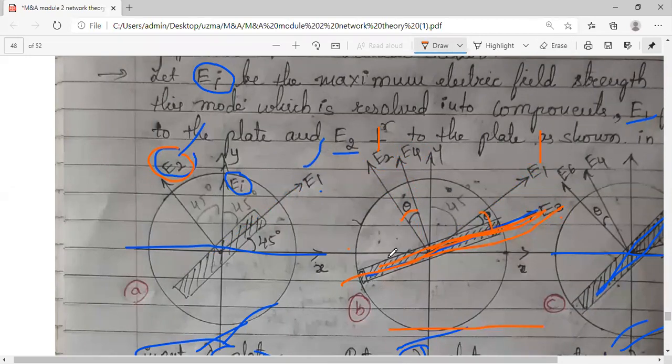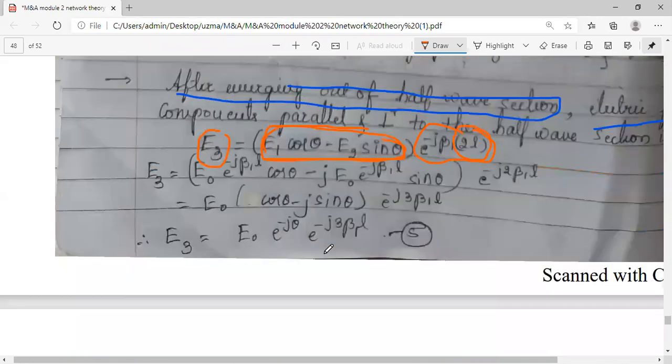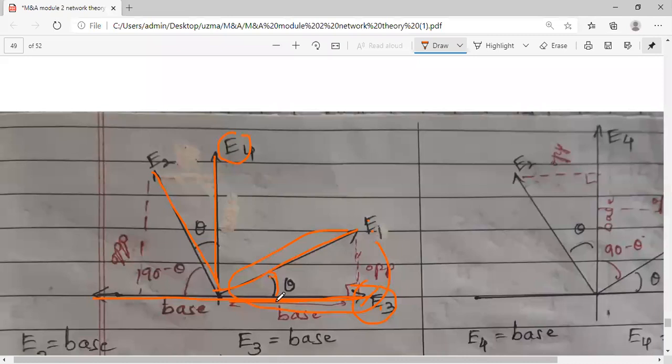If this is your angle theta, this is your base, this is your 90 degrees. If this is your theta, this will also become theta. So if this is your theta, this will also become theta. Okay, so now coming to the first triangle.